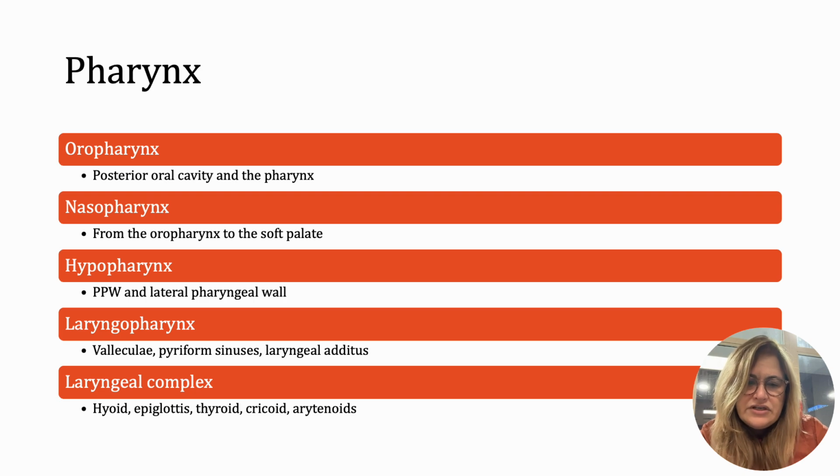And we have the laryngeal complex, where we think about the voice box, but not the voice box. We're talking more about swallowing, so we're going to call the laryngeal complex the hyoid, epiglottis, cricoid, and arytenoids. All those cartilages will be helping protect and guide the bolus to the correct area, that is the esophagus.